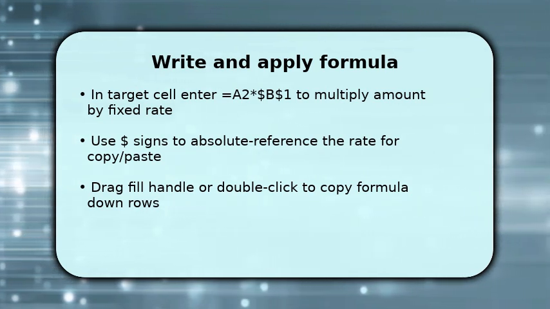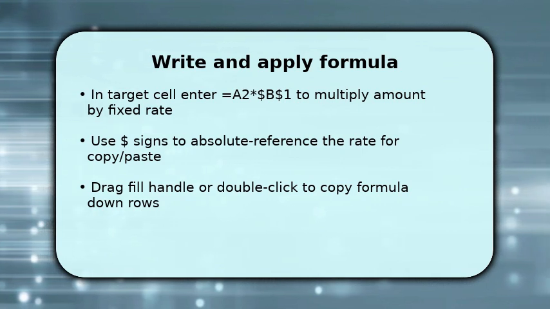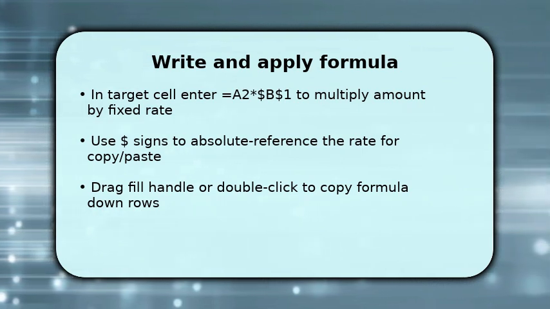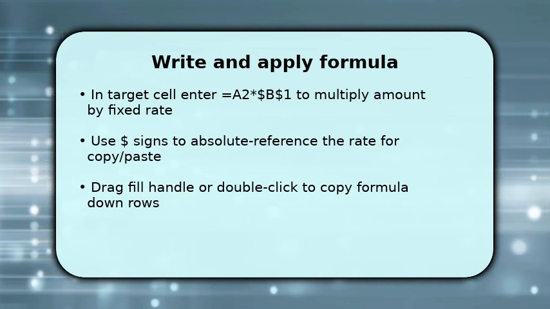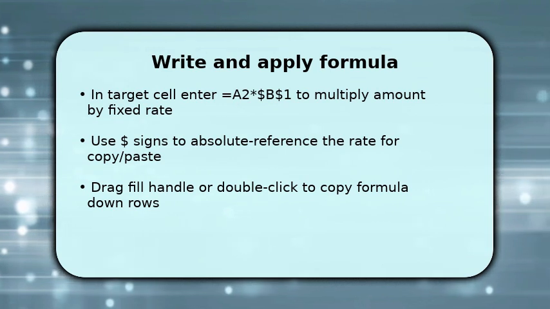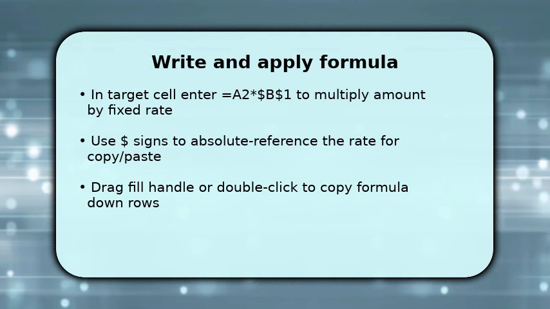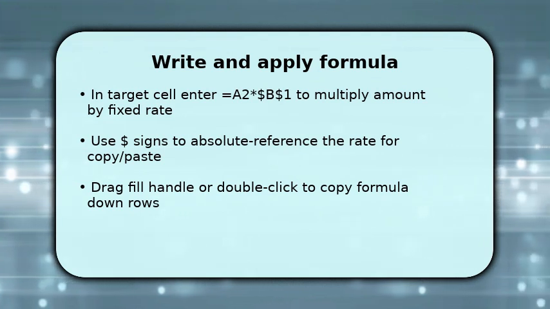Once entered, press enter and inspect the result for correctness. Then use the fill handle, drag down or double-click to autofill the entire column. Excel will adjust row references while keeping the rate fixed. If source amounts include text or symbols, wrap VALUE or SUBSTITUTE to clean them before multiplying.